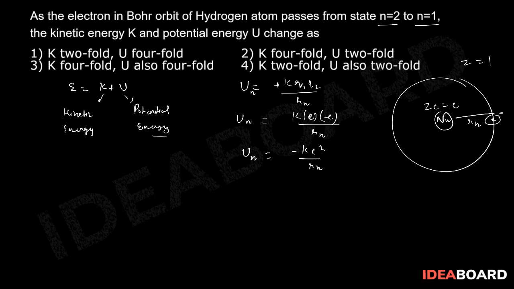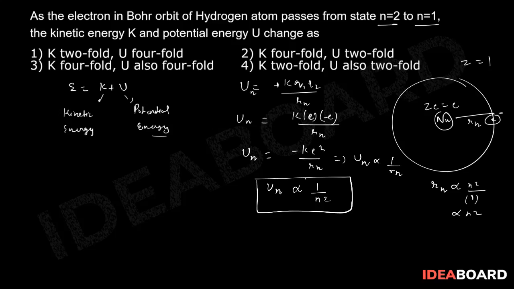And we know that Bohr radius Rn is proportional to n square by Z. In hydrogen, Z is 1. So Rn is proportional to n square. So I can directly write from here that Un is proportional to 1 upon Rn. Okay, so that means Un is proportional to 1 upon n square, because R is proportional to n square.